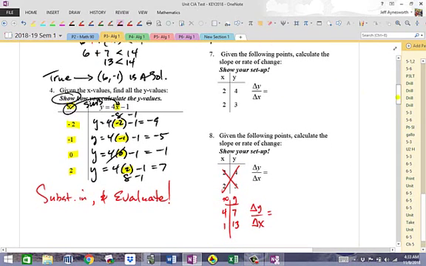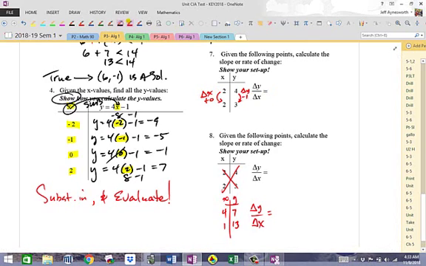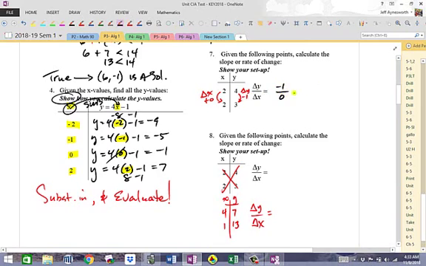Okay, number 7. The change from 4 to 3 is a -1. That's delta y. There's no change in x. That's a plus 0, that's delta x there. So on this one, you get -1 divided by 0. And my friends, you can't divide by 0, so this is undefined.